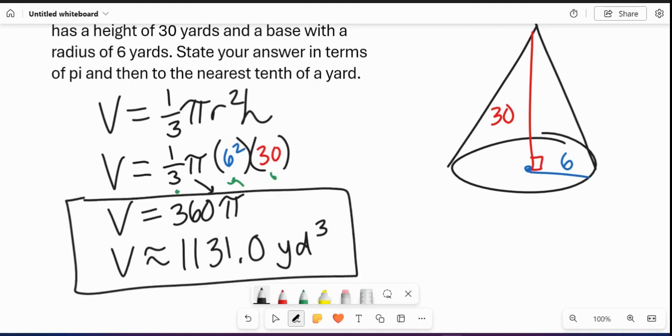So there are our two answers. Really not much different than the cylinder before, except you just multiply by 1/3. So you take these two numbers, multiply by 1/3, and then you get your answer in terms of pi. And then you get your approximated answer. All right. Let's take a look at another one.